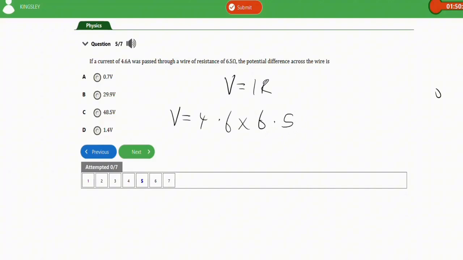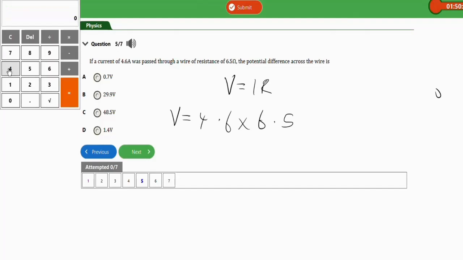So let's punch this on the calculator and see what it's going to give us. So we have 4.6 times 6.5. So the output is 29.9 volts. The correct option is option B. So that's it for this question. Let's wipe this now and solve the last CBT question in this video before I call it a class.